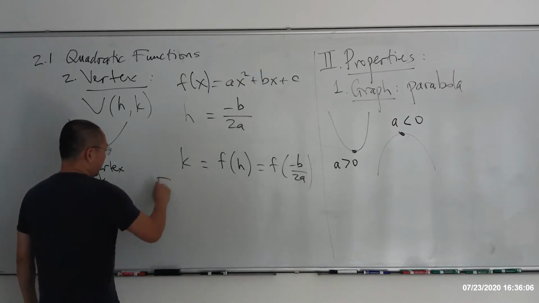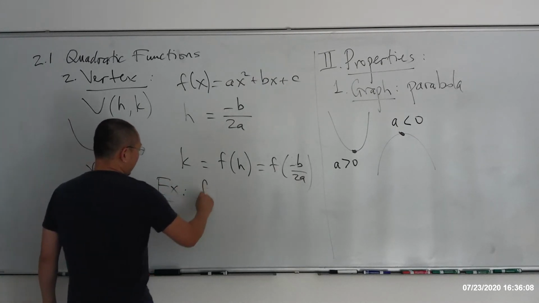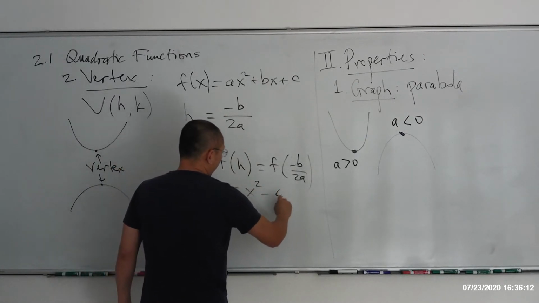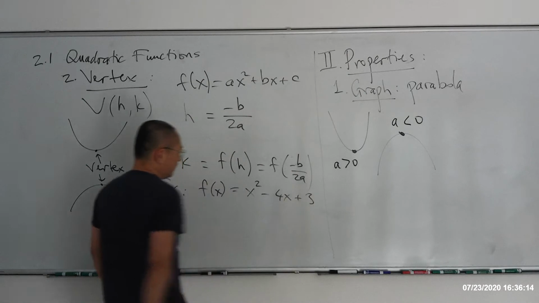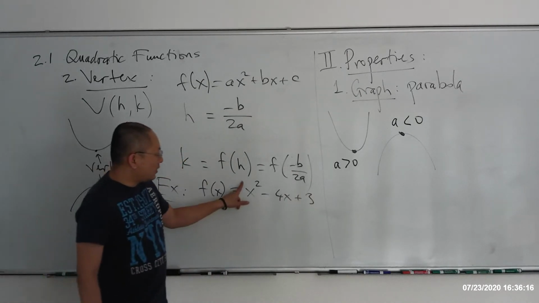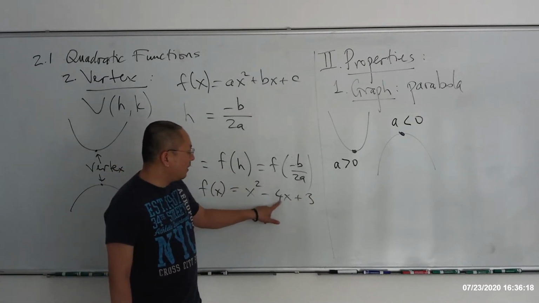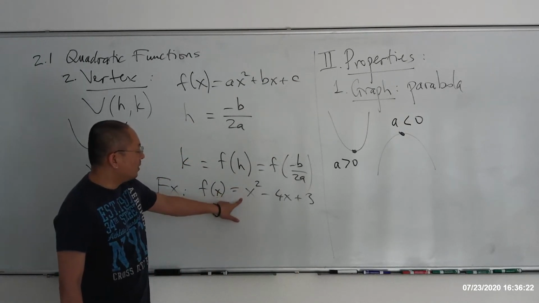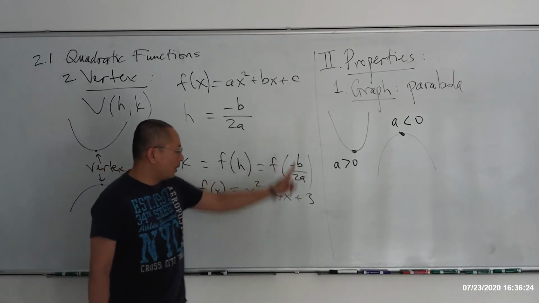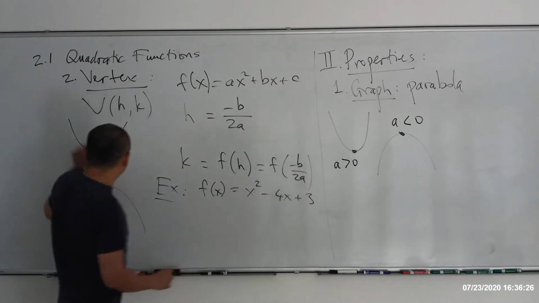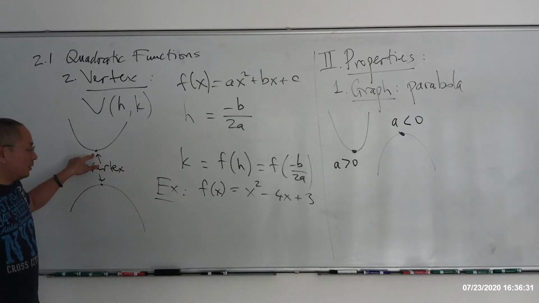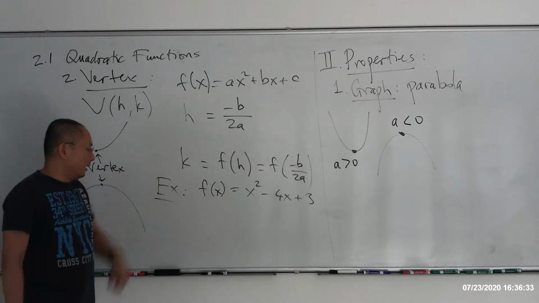So let me give you an example. Say f of x equal to x squared minus 4x plus 3. So in this particular example, a is 1, b is negative 4, and c is 3. So a is 1, a positive number. We know that the parabola will open upward this way. And then you know that the vertex will be the lowest point on the parabola. We can find the vertex.